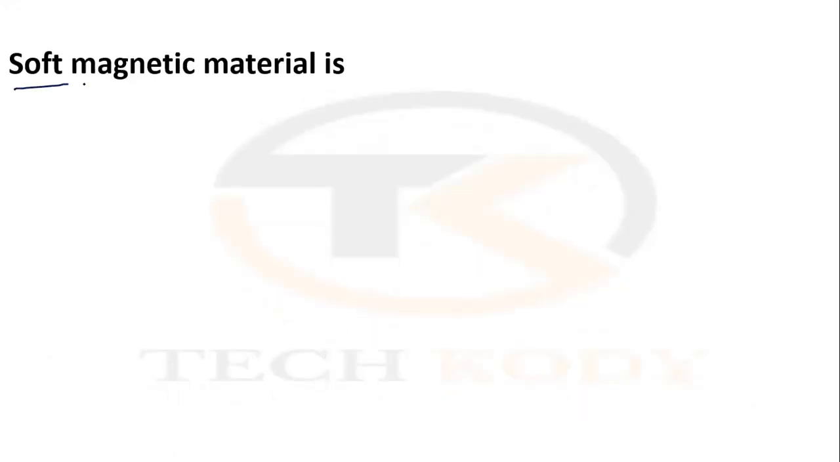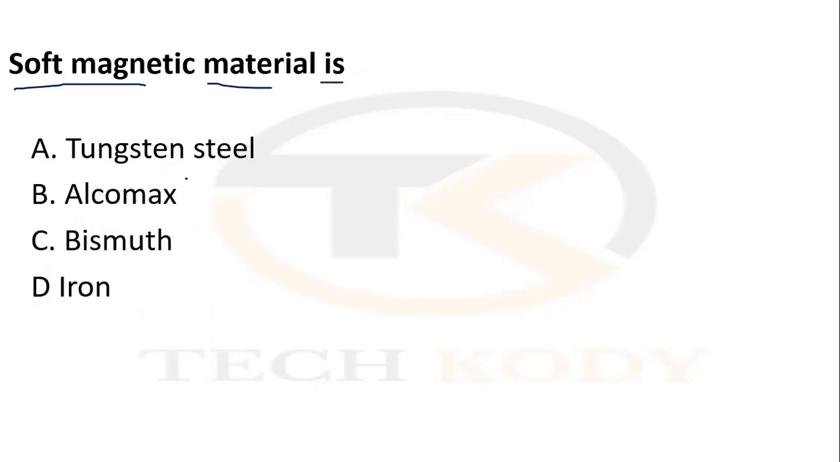Soft magnetic material, here they ask which is a soft magnetic material: tungsten steel, alnico, bismuth, or iron. The soft magnetic material is iron.